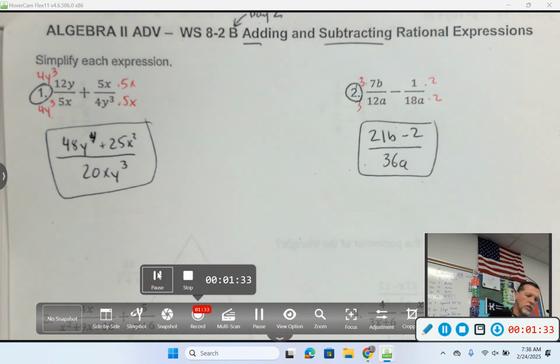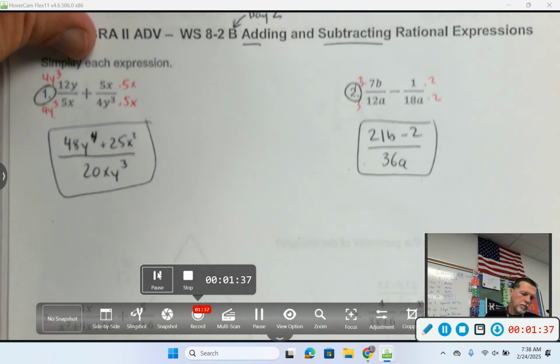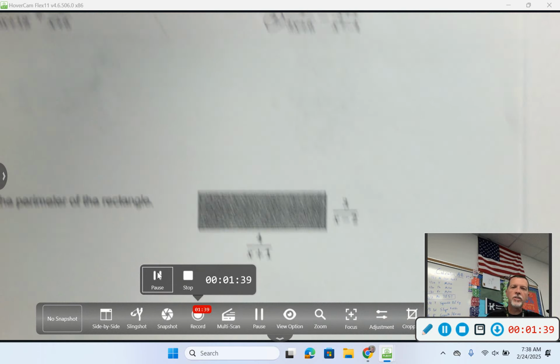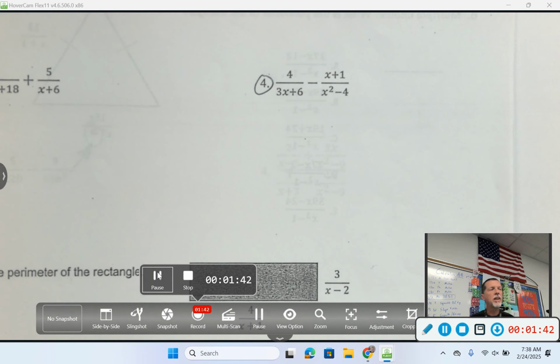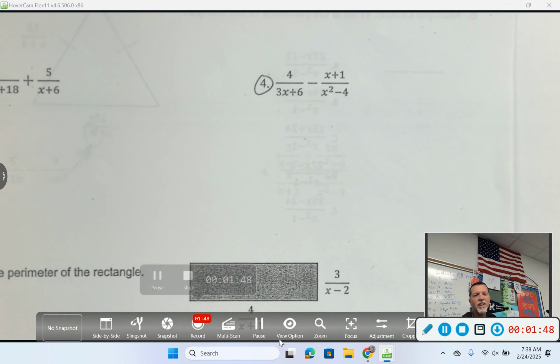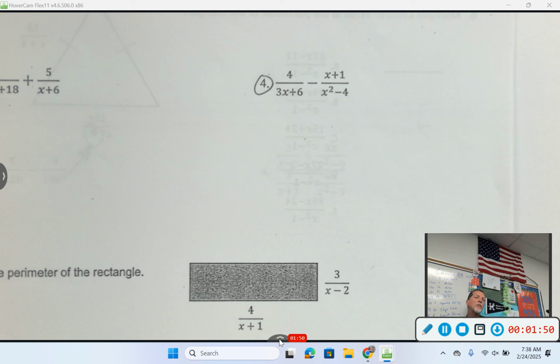Okay, so good news. We know how to do these problems. Let's do number 4, though, because 4 looks a little more interesting. And when a math teacher says it's interesting, probably just means it's hard. That's right. So what should we do first on number 4?